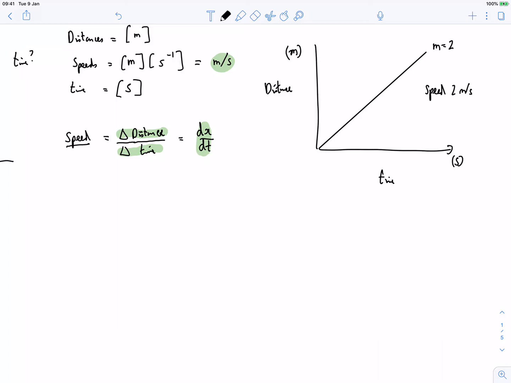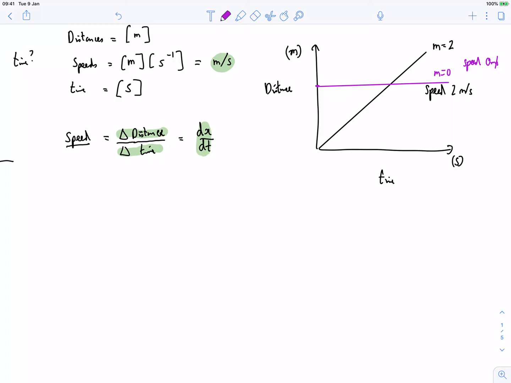Okay, it's really easy. Let's take another case. Let's suppose I was at a fixed distance and I wasn't travelling at all. So as time increases, the distance isn't changing at all, it's flat. Well, this clearly has a gradient of 0, and that's because we're travelling at a speed of 0 meters per second. We're not travelling at all.